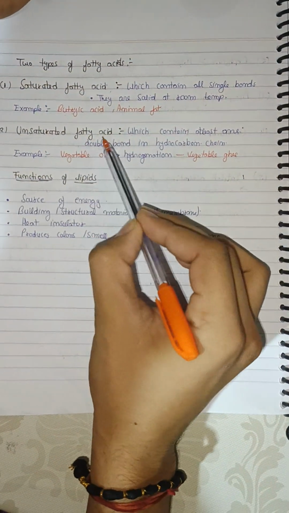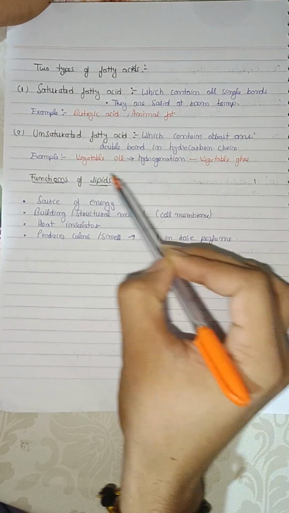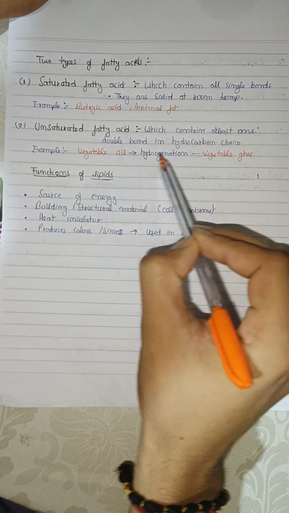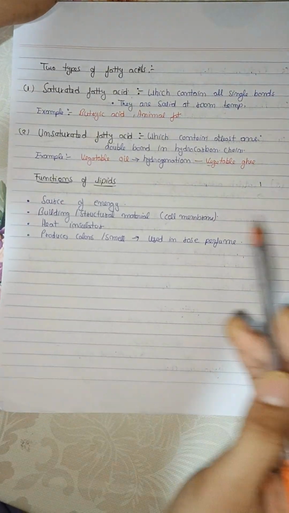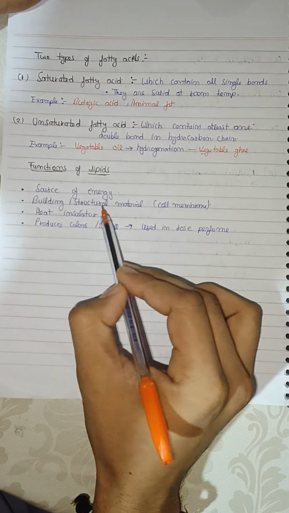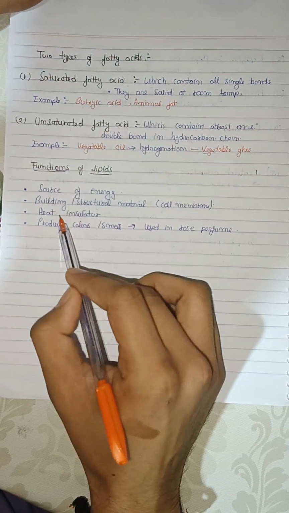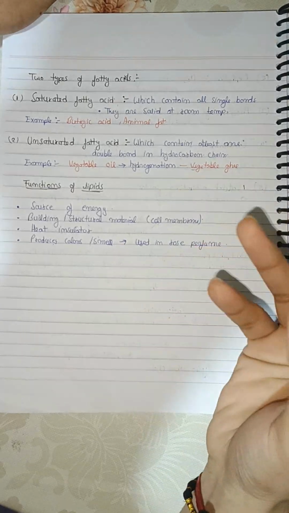Unsaturated fatty acids contain at least one double bond in the hydrocarbon chain. An example is vegetable oil. When it goes through the process of hydrogenation, it converts into vegetable ghee. The functions of lipids: it is a source of energy, as we know, and a building and structural material for the cell membrane. It is a heat insulator and produces cologne smells. It is used in rose perfumes.